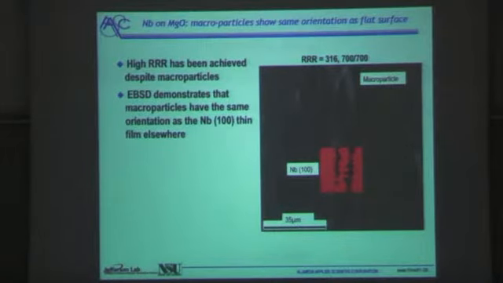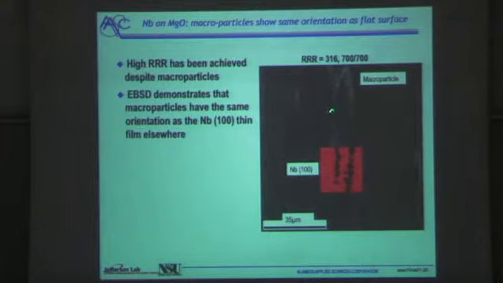Macroparticles. This has always fascinated us. We saw this last year when we did this on copper, that the crystal structure on the macroparticle is identical to that elsewhere. The other thing to note is that this macroparticle, even though it's on this long scale here, 35 microns, so it's 100 microns long, it's not very thick out of the plane.